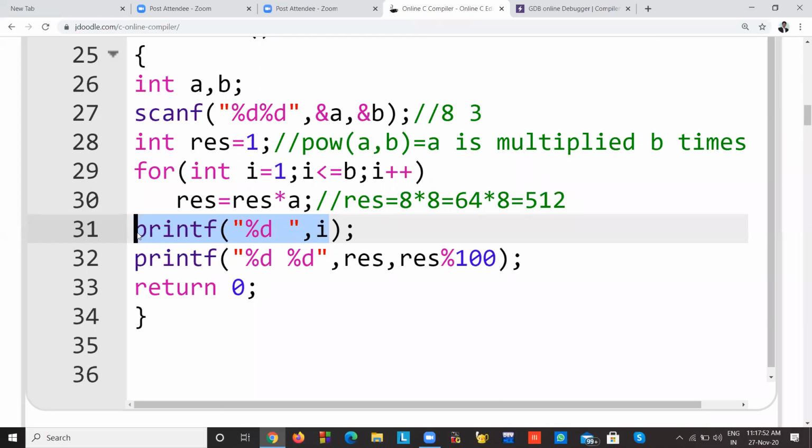Please unmute your mic and you can speak, no problem. Guys, please respond.